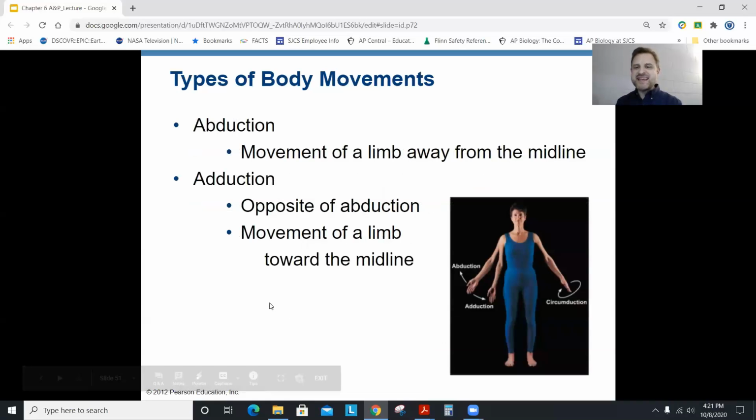So abduction versus adduction, these are also opposites. To abduct something means to move it away from the midline. To adduct something means to move it toward the midline. So if I said I wanted you to abduct your arm, you would move it up like that. To adduct your arm, you move it down under, toward the plane of your body. If you abduct a child, you take it away from its parents. To abduct is to take away. To adduct is to move it toward.